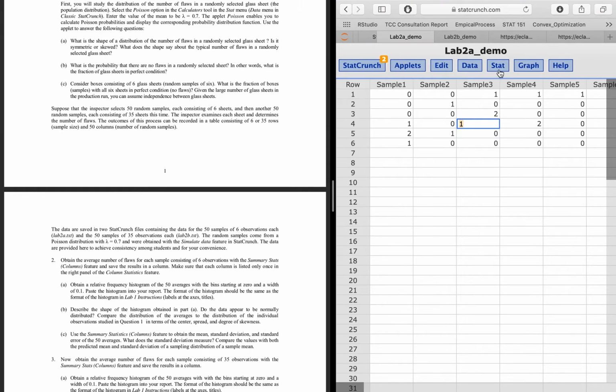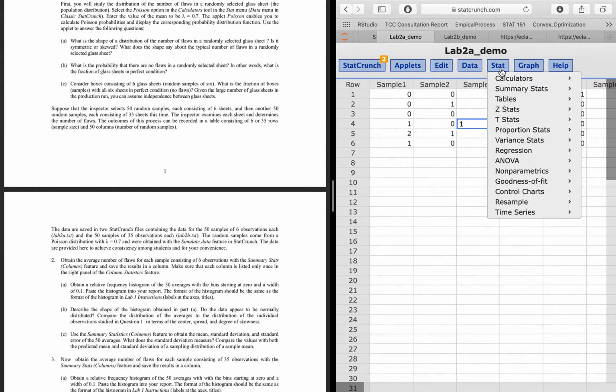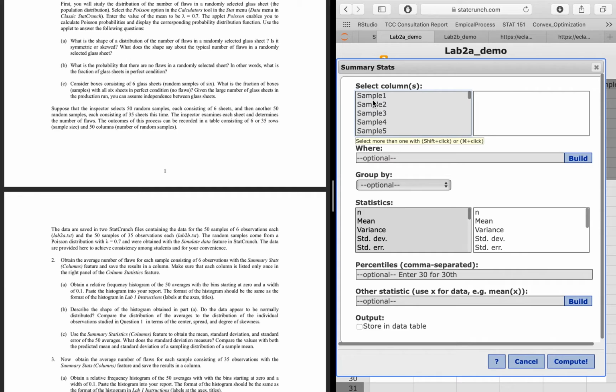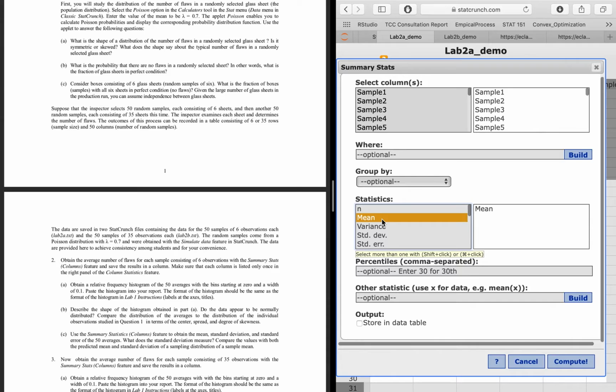So let's go to statistics, since we are computing summary statistics, and then we're doing columns. Okay, hopefully I'm doing the right thing. Let's select all of them. You can click on the first one and then hold Shift until the 5th one. We only want the mean, because if you select all of them, you would have so much information, a really messy table.